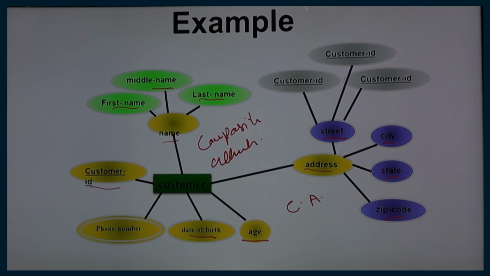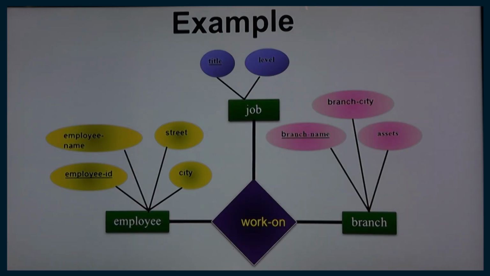With street, maybe there are multiple streets, or there are multiple customers that live on a single street. So we can distinguish them with customer ID. And phone number has a double oval. It means maybe there are multiple records. Any customer can have multiple phones. And another example: there is an entity employee, another entity branch, and the relationship is basically work on.